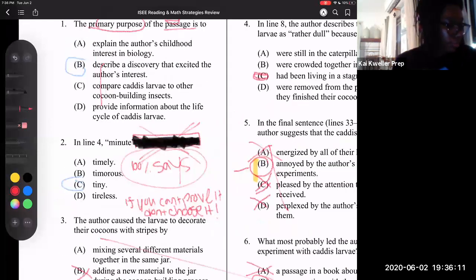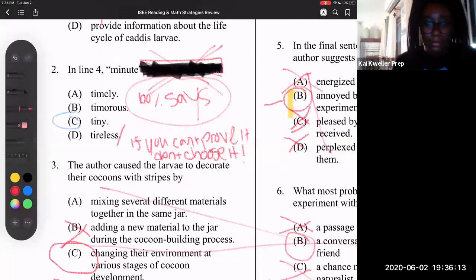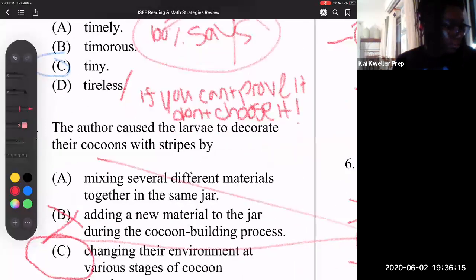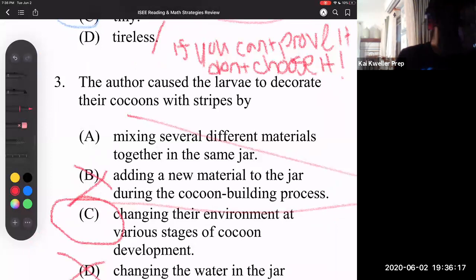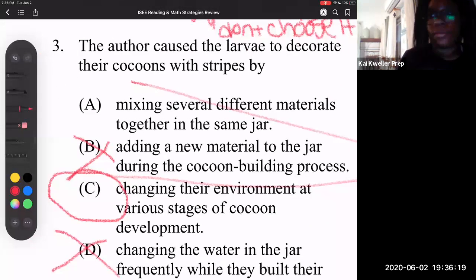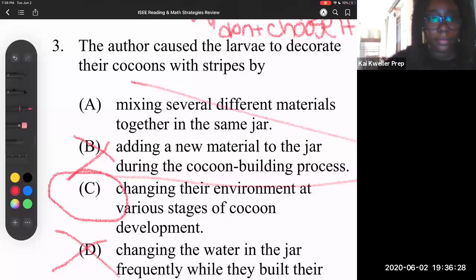Yeah, slice the head off. Exactly. Why are they giving you stuff like most nearly means? You know out of these 4 options, one is right. Let's look at the next one. The author caused the larva to decorate their cocoons with stripes. Did the author, you see between the word author and caused? Guess what I want you guys to put between the word author and caused?